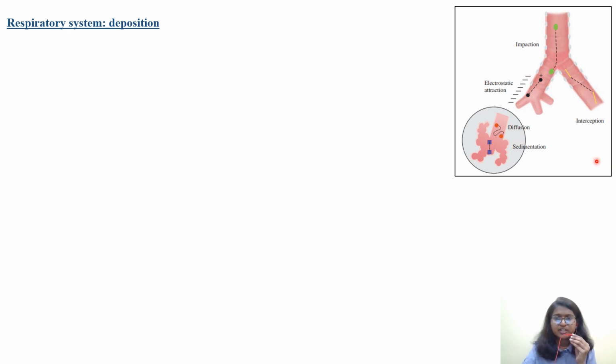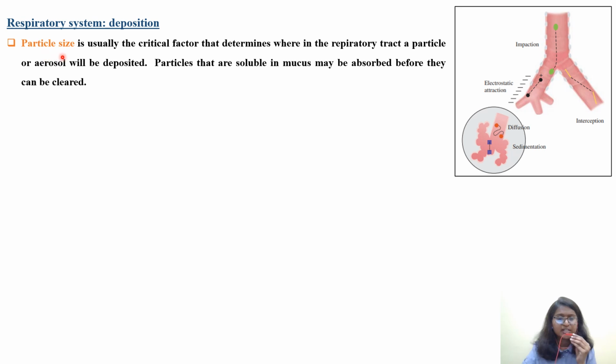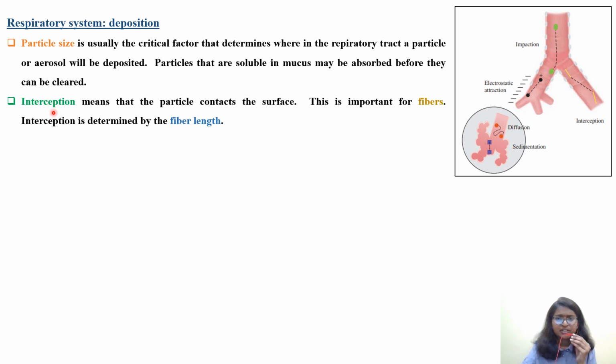Respiratory system definitions. First one is particle size. Particle size is usually the critical factor that determines where in the respiratory tract a particle or aerosol will get deposited. Throughout the video we're discussing that it is based only on particle size. Particles that are soluble in the mucus may be absorbed before they can be cleared. Next, interception. Interception means the particle contacts the surface.